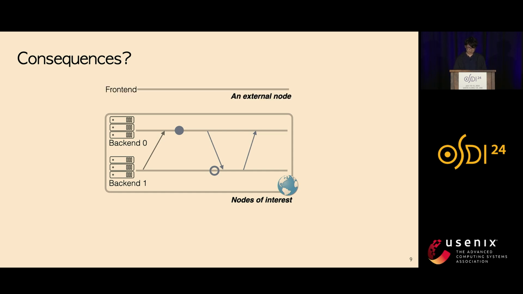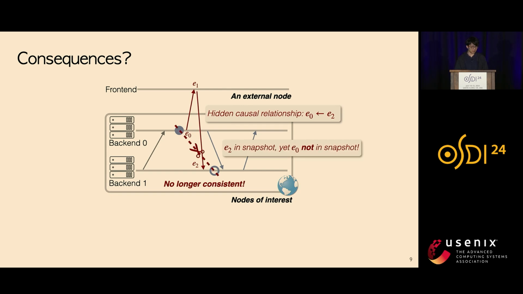Consider, for instance, that now we have an external front-end node that interacts with two backends of interest. Unfortunately, the messages marked in red now impose hidden causal relationships that are totally invisible to these existing algorithms. This can easily render classic snapshots inconsistent. Now we have event E2 in the snapshot, but E0, which leads to its effect, is not included. This violates the consistency requirement. As we can see, interaction even with a single non-participating node can render all snapshots useless.